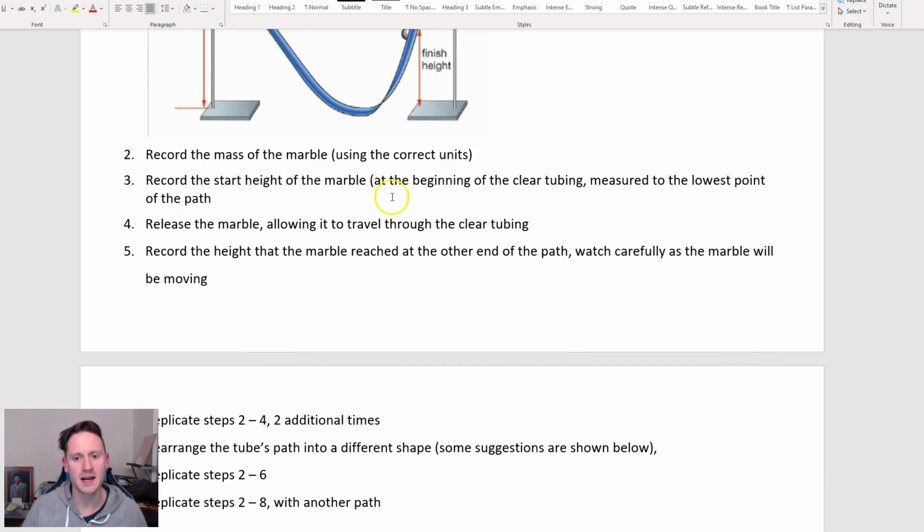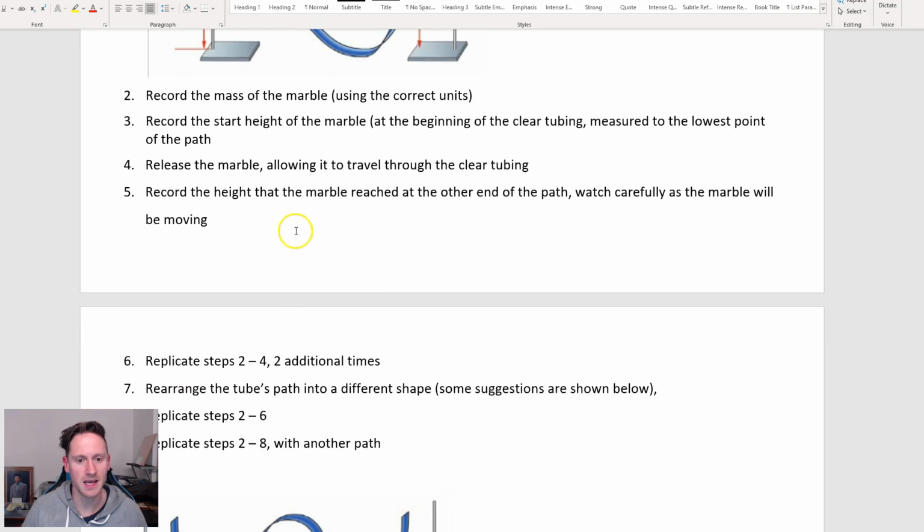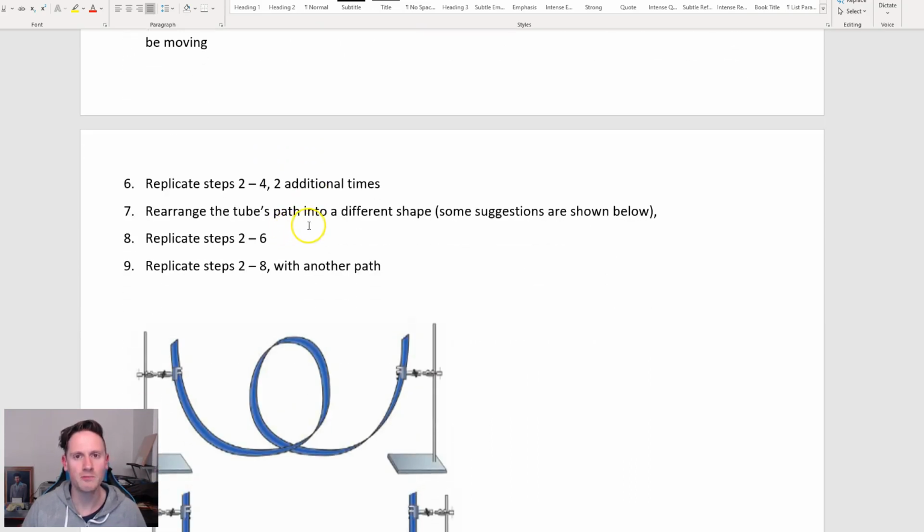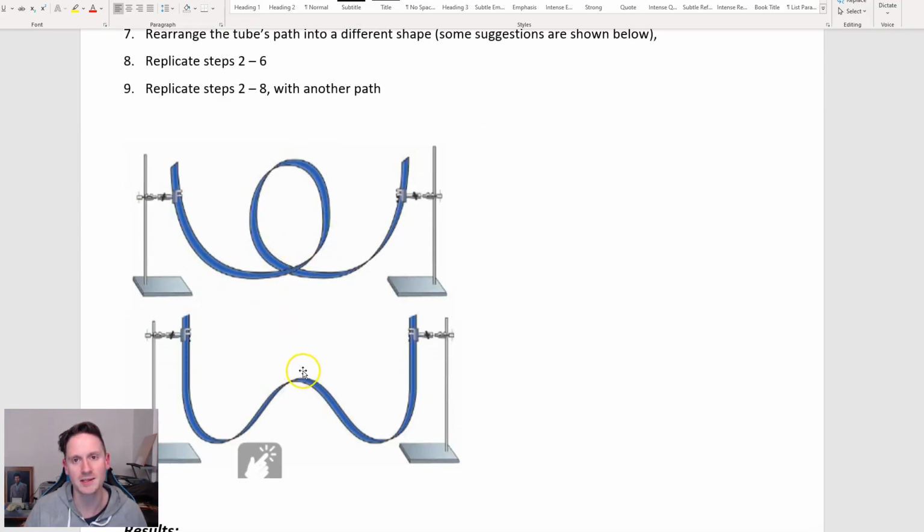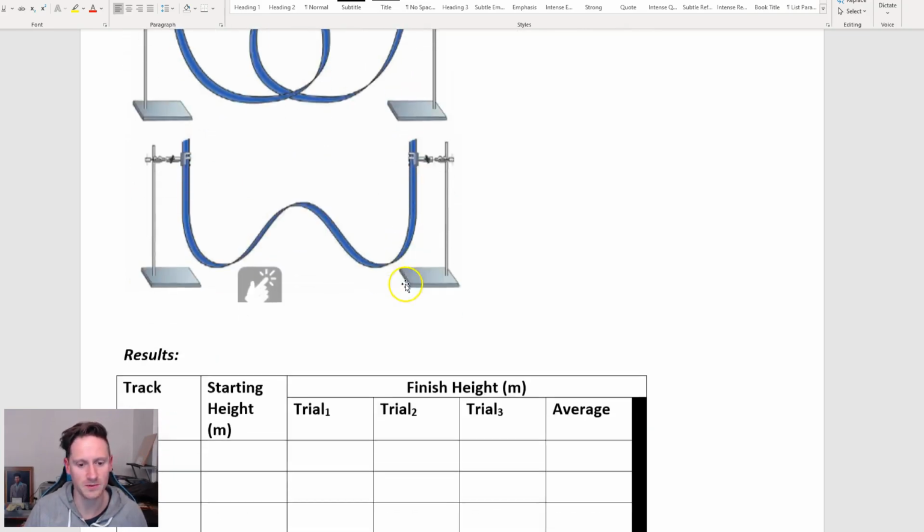We're going to record the starting height of the marble, release the marble like I said, record the finishing height, and repeat that 2 additional times to get a sample size of 3 so we can calculate an average, because that reduces the effect of random error, which is really important in a scientific experiment. Then we're going to replicate steps 2 to 6, or replicate the experiment, using 2 different tracks. You don't have to make them like this, but these are some examples.